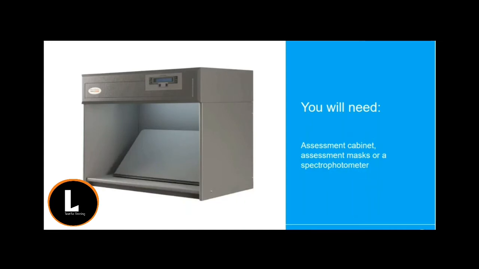Manual grading takes place using an assessment cabinet known as a light box under artificial daylight using D65 lighting. You should use a grading mask for the assessment, as this helps focus the eye to make better judgment of the results. Alternatively, you can actually use a spectrophotometer, so those can be used for this step as well.